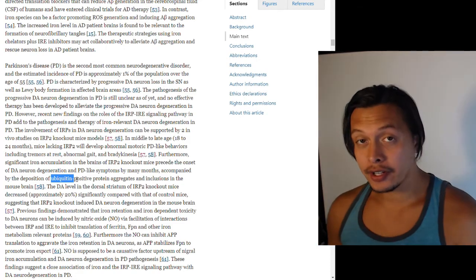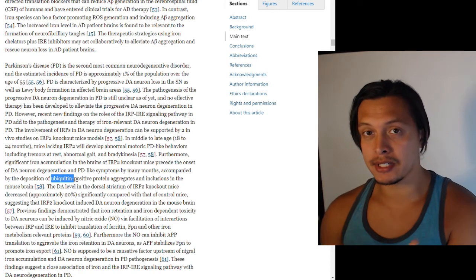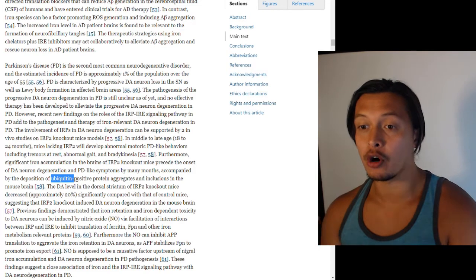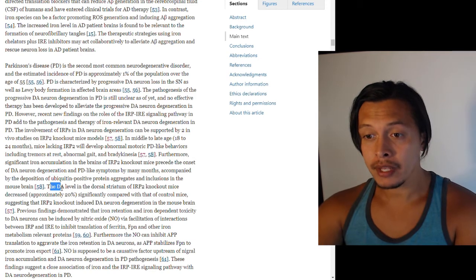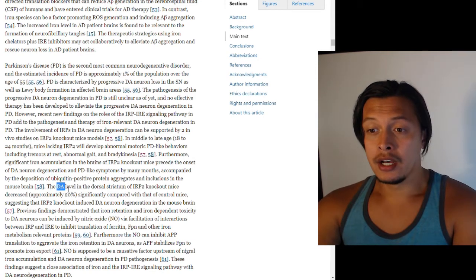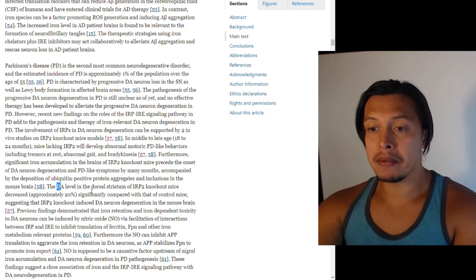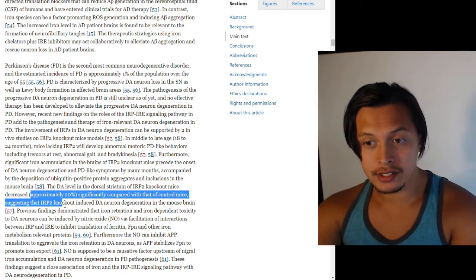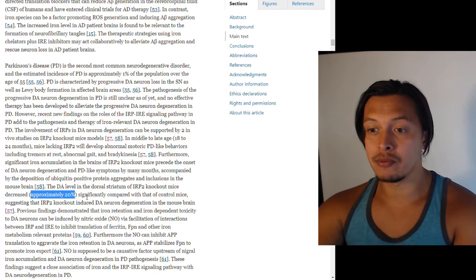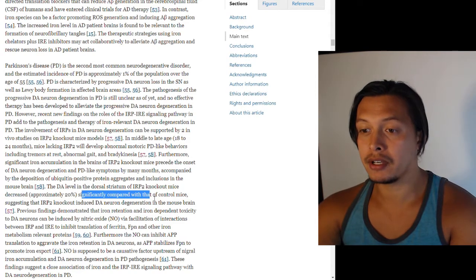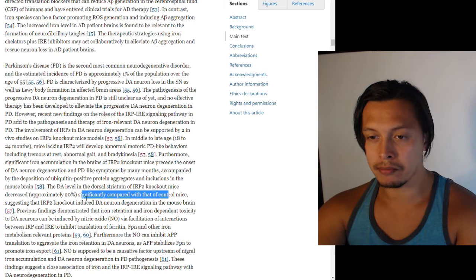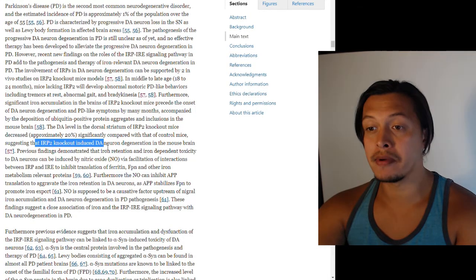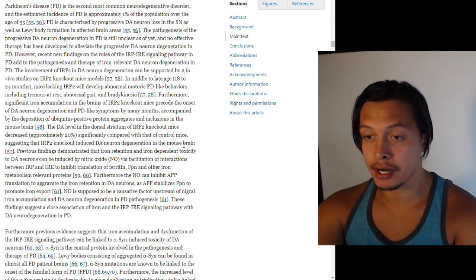That's not necessarily the case, but that's what it seems like to me. There are other things that ubiquitin is used for, so I'll just leave that as an open-ended thing. Anyways, the dopamine level in the dorsal striatum of the IRP2 knockout mice decreased approximately 20%, which is significant compared with that of control mice. This is suggesting that IRP2 knockout induced dopaminergic neuron degeneration in the mouse brain.